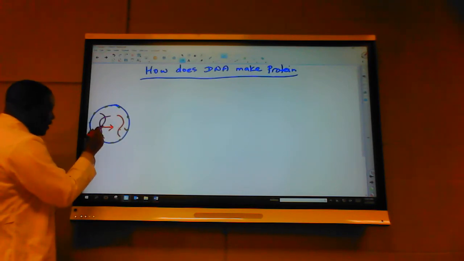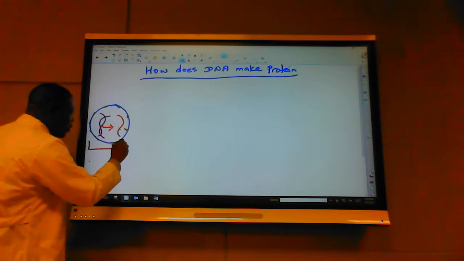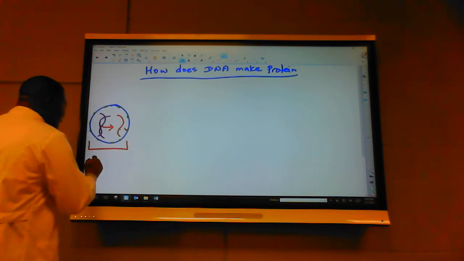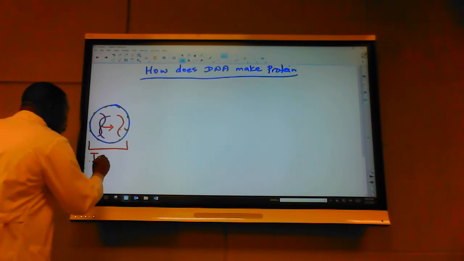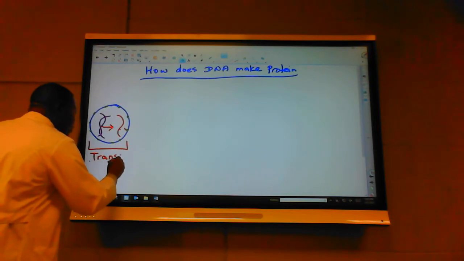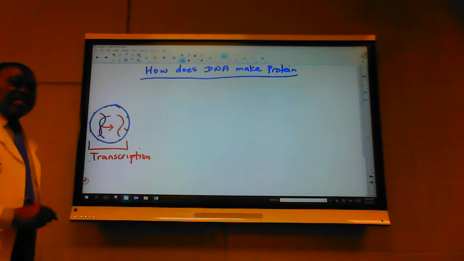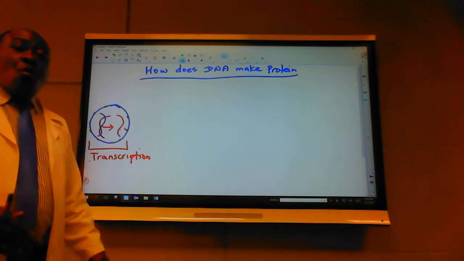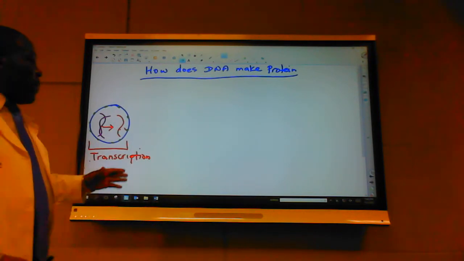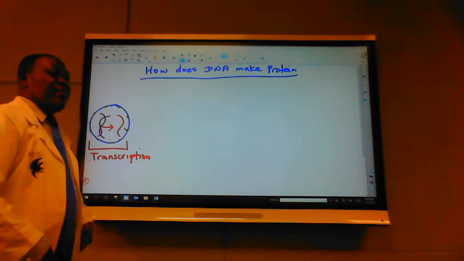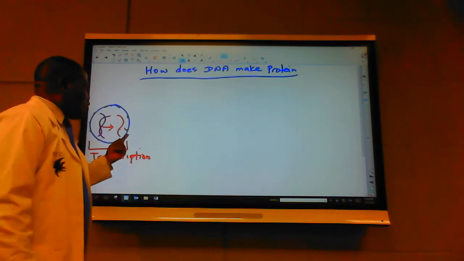So with the same color pencil or different color pencil, put a bracket around the nucleus. So what is happening here in the nucleus is what we call transcription. Transcription. So we have transcription taking place inside the nucleus. Why is it called transcription? Because DNA is transcribing the message or giving the coded message to RNA.